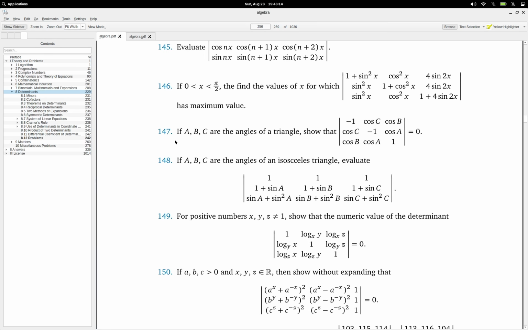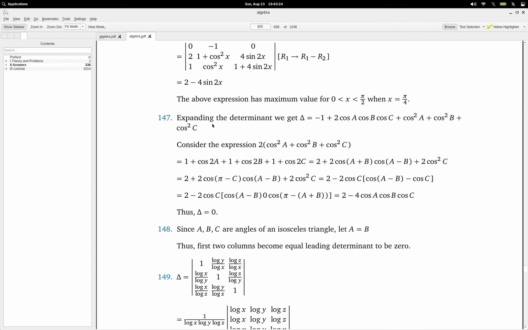Question 147 says that if A, B, C are the angles of a triangle, show that the determinant with rows minus 1, cos C, cos B; cos C, minus 1, cos A; cos B, cos A, minus 1 is equal to 0. So we expand the determinant, we get delta is equal to minus 1 plus 2 cos A cos B cos C plus cos square A plus cos square B plus cos square C. Now we consider the expression cos square A plus cos square B plus cos square C, which is equal to 1 plus cos 2A plus 1 plus cos 2B plus 1 plus cos 2C, all over 2.